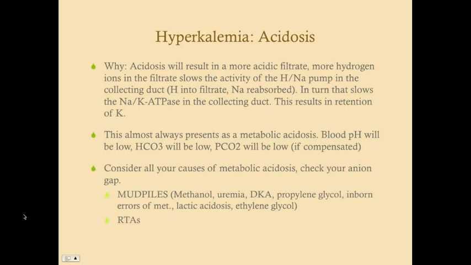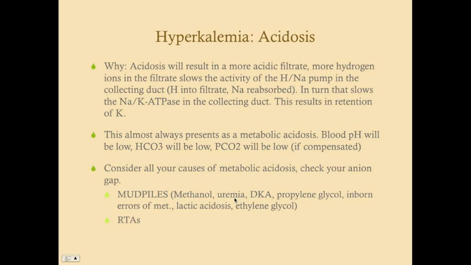What you should consider for these patients is any cause of metabolic acidosis. So anytime you have metabolic acidosis, first thing, check your anion gap. If the anion gap is elevated, think of MUDPILES. So your elevated anion gap metabolic acidosis will include methanol, uremia, diabetic ketoacidosis, propylene glycol, inborn errors of metabolism, lactic acidosis, and ethylene glycol. And then if it's a normal anion gap metabolic acidosis, then good to think of the renal tubular acidoses, which I'll address in a different section.